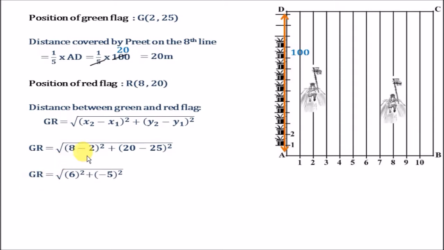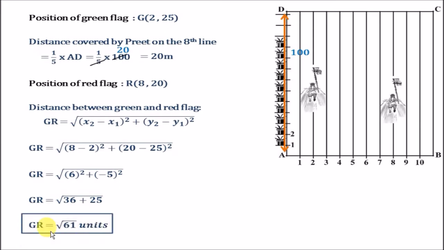8 minus 2 will be 6 square, plus 20 minus 25. 25 is a bigger number, so the minus sign will carry on. 25 minus 20 will be 5, so minus 5 whole square. ZR equals under root 6 6s are 36 plus minus into minus plus, 5 5s are 25. Adding the 2, we will get ZR equals under root 61 units. So the distance between the green flag and the red flag is under root 61 units.